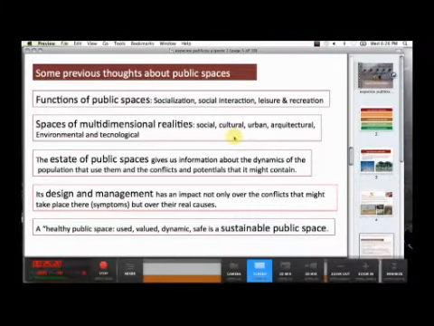But it's not just about this. It's not about just how conflict is prevented, but also how the design and management of public spaces can contribute to prevent conflict.